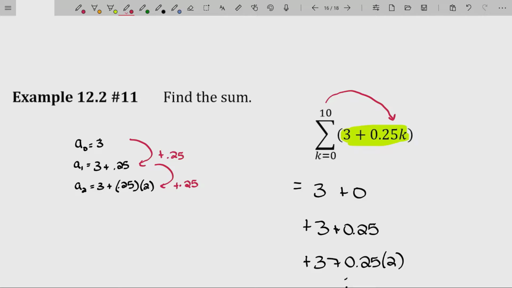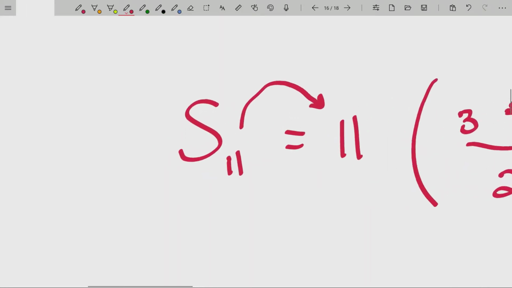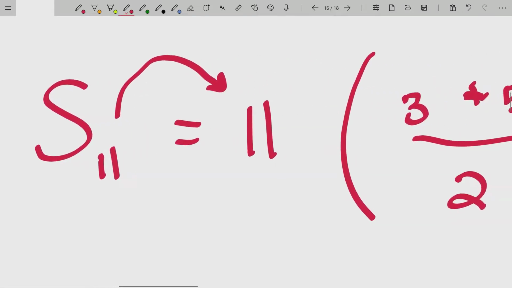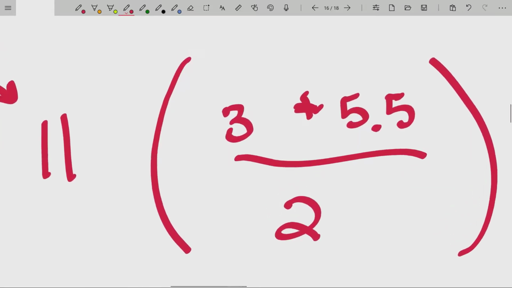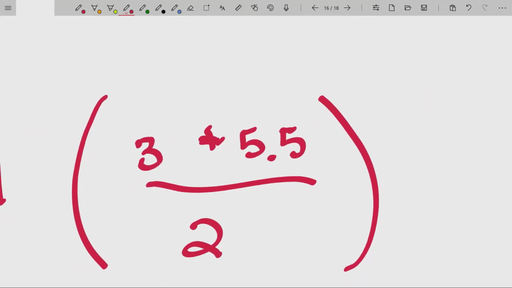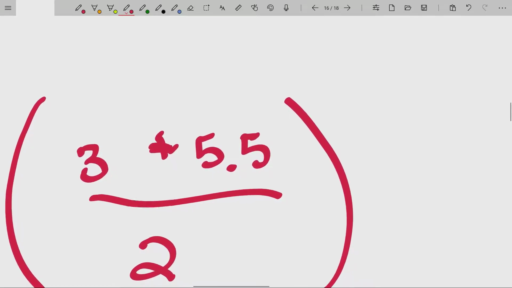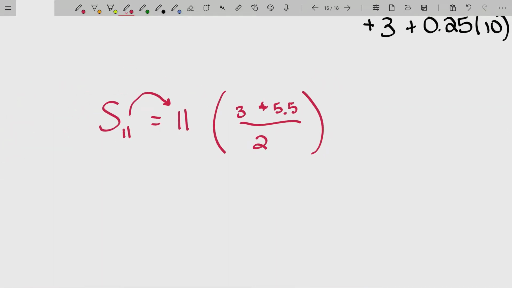The sum of the first 11 terms of an arithmetic series is going to be 11 times the average of the first and last term in that arithmetic sequence. If I said series, I meant sequence. Okay. So the sum of those 11 terms is 11 times the average of the first term in the sequence when k was 0, and the last term in the sequence when k is 10. And I think that's pretty good.